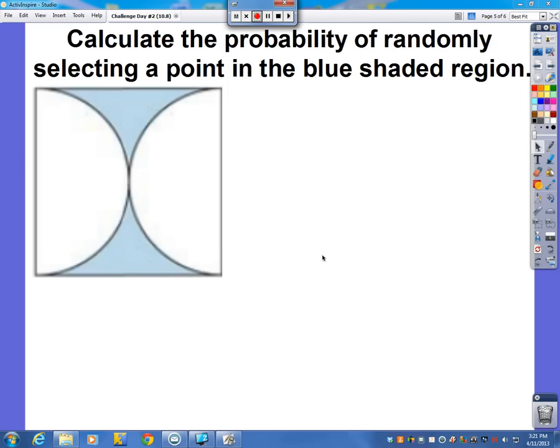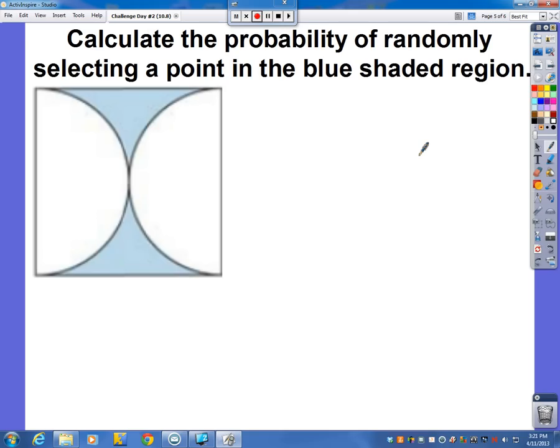I'm going to run through these two homework problems with you real quick so that we can get started right away on the quiz on Monday. So the first homework problem said to calculate the probability of randomly selecting a point in the blue shaded region.